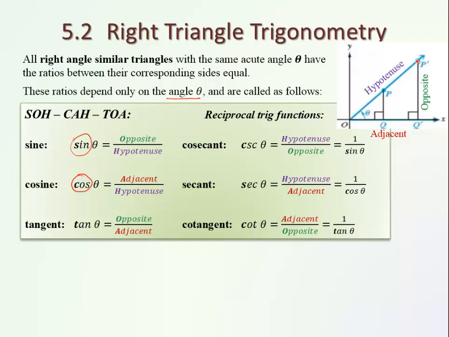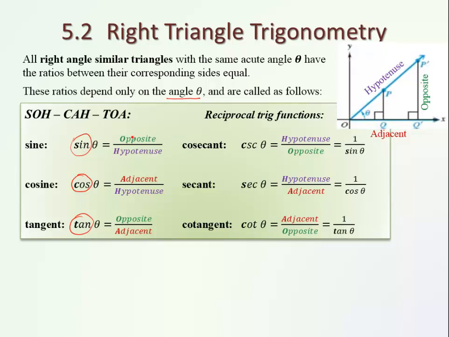Another ratio compares opposite to adjacent. That's called tangent, abbreviation TAN. So that's a third function of theta. All these three functions you already learned before. Now in this course, we also introduce the other three functions, the reciprocals of the previous ones.